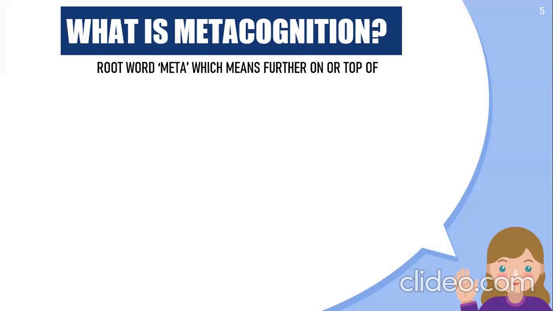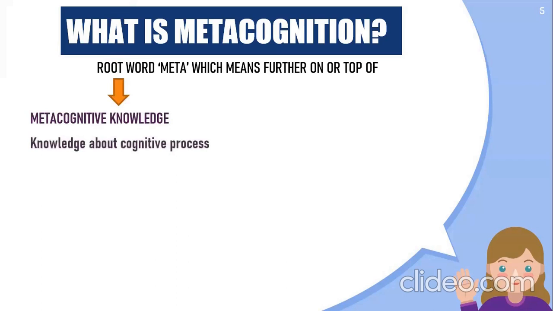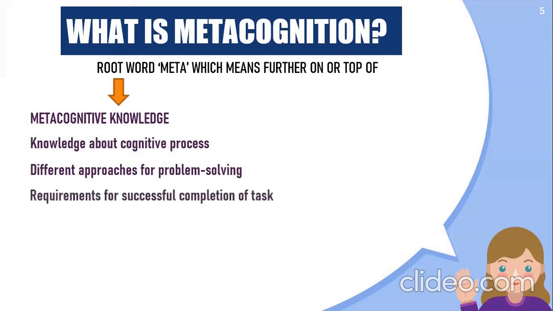Now let us understand what the processes involved in metacognition are. Here I will be talking about the first process, that is metacognitive knowledge. Metacognitive knowledge is the knowledge about the cognitive process. That is, this knowledge helps us to identify the different approaches required for problem solving, or the different strategies that could be used for solving different tasks. So this knowledge can help us to select a particular strategy for a task that is assigned by the teacher. Now, this selection of the strategy would of course depend upon one's knowledge of one's strengths and weaknesses.